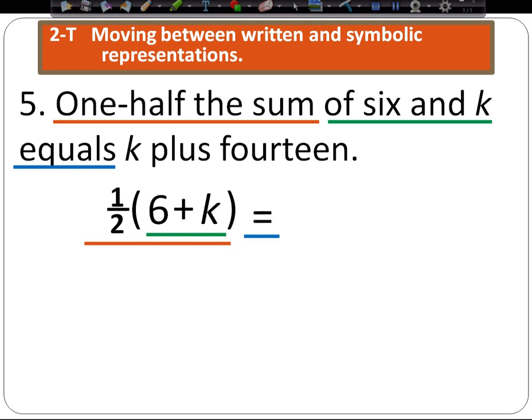Equals is just again your equal sign, and then k plus 14 is just that, k plus 14. So our equation is 1/2 parentheses 6 plus k parentheses equals k plus 14. Again, make sure you have both of these written down before you move on.